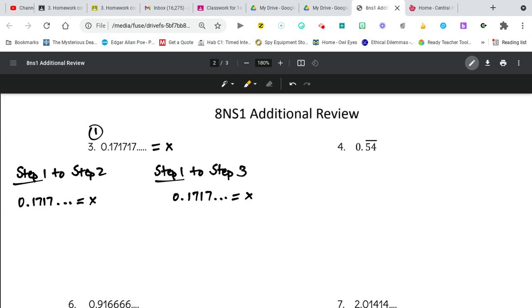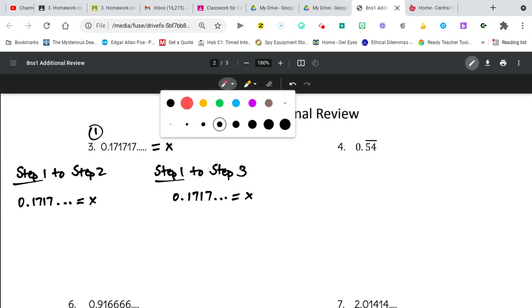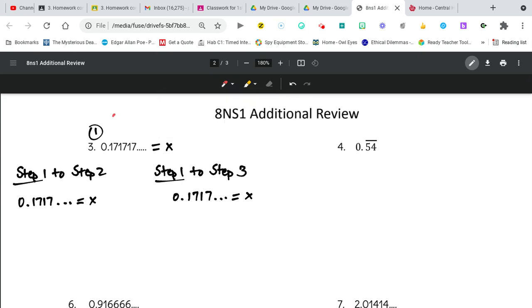So now I have to ask myself, well, what's repeating? What's repeating in this problem? Well, 1 and 7. So I need to get the decimal right there. So I have a 1 and a 7 in front, which means I'm multiplying by 100. So I multiply both sides by 100. So if you multiply this side by 100, you get 17, 17, 17, blah, blah, blah. Those dots mean they keep going. The 17 keeps going. All right, and then 100 times x is 100x.